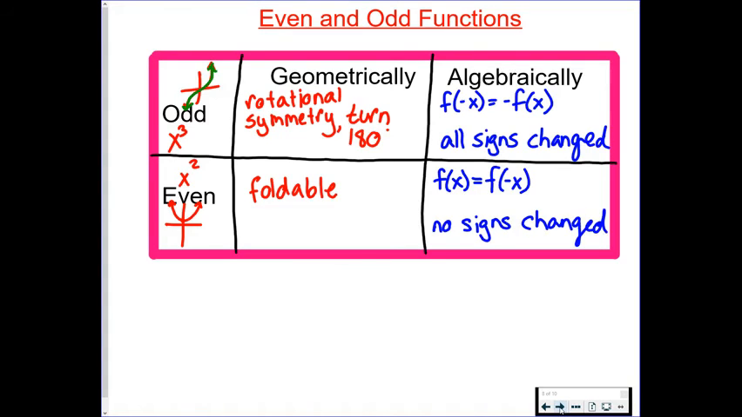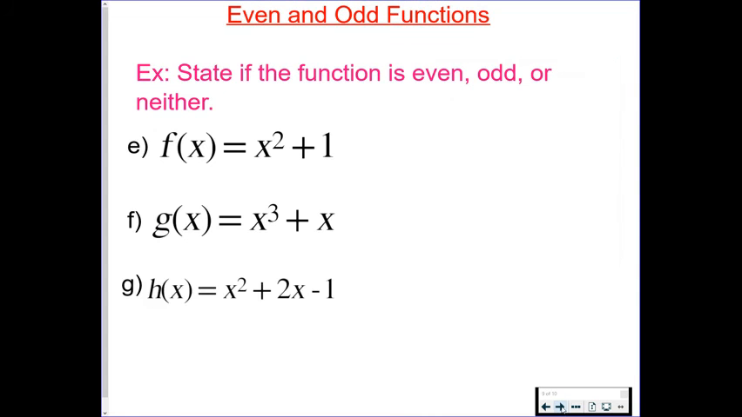These are just notes, but let's actually see how to apply whether a function is even or odd or neither. As we look at our examples, state if the function is even, odd, or neither. We're just going to use our algebraic skills to decide whether they're even, odd, or neither. So remember, to test if it is even, I'm going to take f of negative x and just plug that in place of my x value. So take your negative and plug it in place of the x.